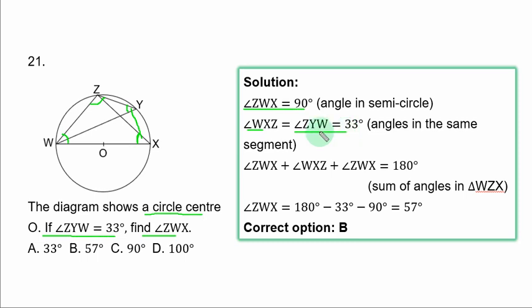In triangle WZS, if you add the three angles, the sum is 180 degrees, and we are interested in angle ZWS. If you transfer the remaining two angles to the right hand side, you have 180 degrees minus 33 degrees minus 90 degrees, and you have 57 degrees. B is the correct option.